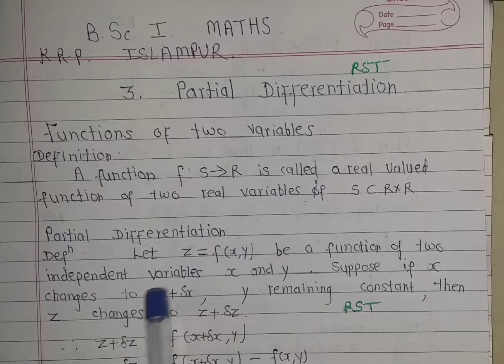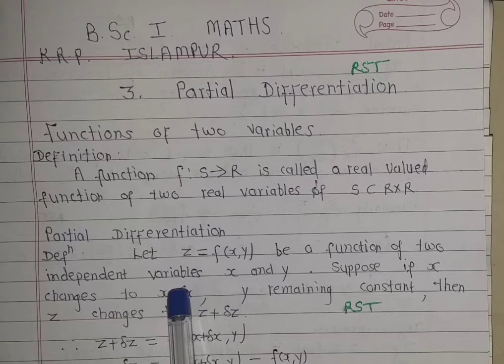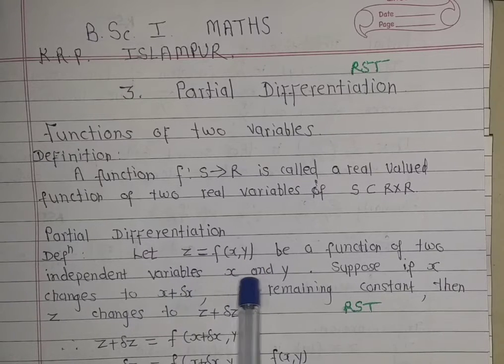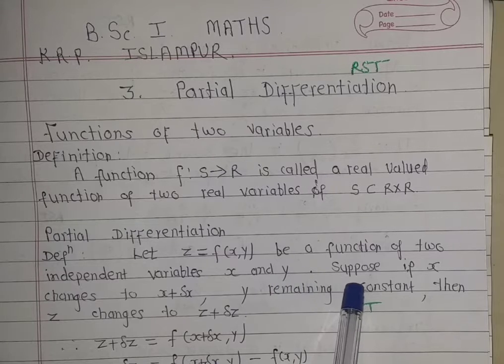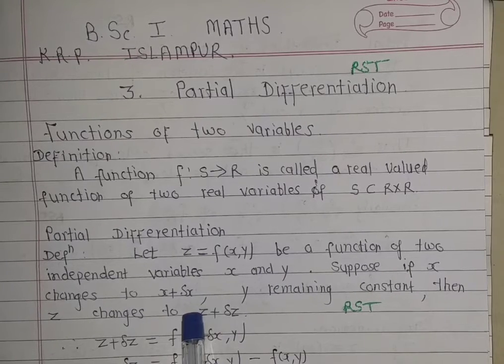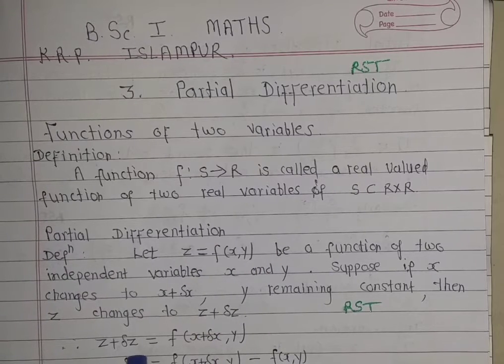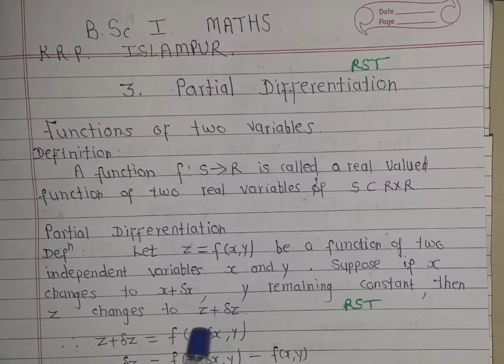Now consider the definition of partial differentiation. Let z equal to f of x y be a function of two independent variables x and y. Suppose x changes to x plus delta x and y remains constant, then z changes to z plus delta z. Hence z plus delta z equals f of x plus delta x comma y. Hence delta z equals f of x plus delta x comma y minus z. Z is f of x y.